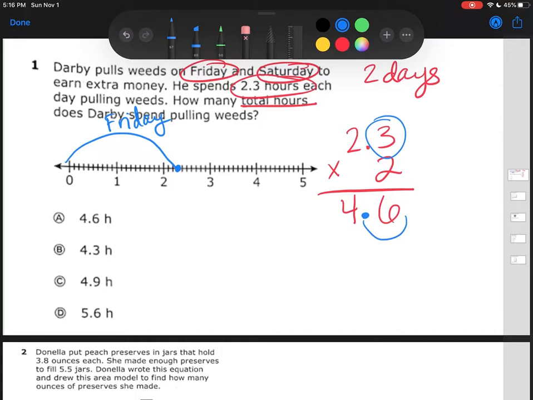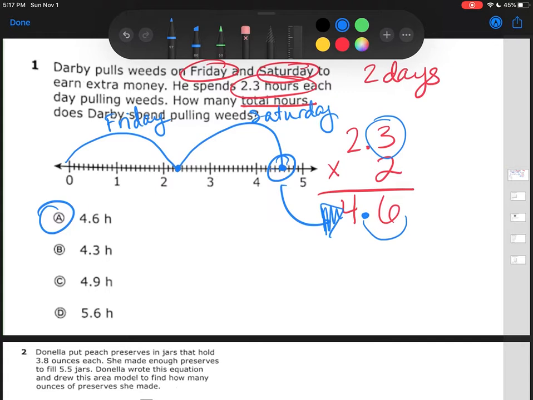If I add another 2 3/10, so 2 would land me at 4.3, which would be right here. But then 1, 2, 3 extra right here. So this would be Saturday. Together, that is 4 6/10, which would be answer choice A. So that's a way to solve this problem, either using the traditional algorithm or with the model.